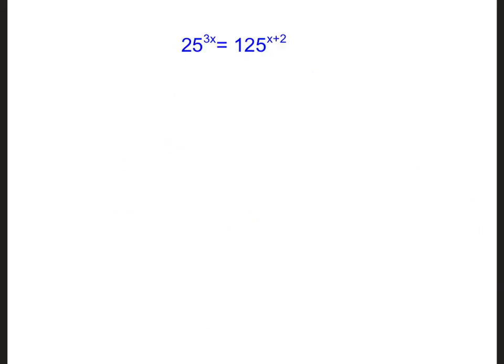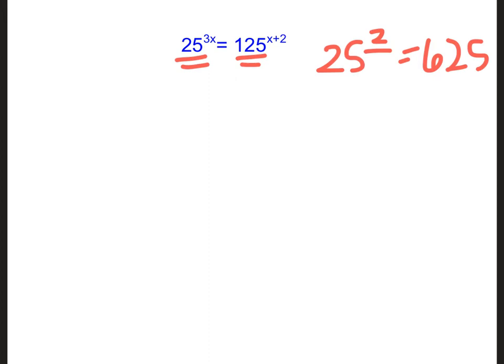All right, for our final example, we have 25 to the power of 3x equals 125 to the power of x plus 2. I notice my first base is 25, so I want to see if 25 to the power of something gives me 125. Well, I can do 25 squared, and that gives me 625, so it's already too big. So I can't write these both in terms of 25, so this is not going to work.